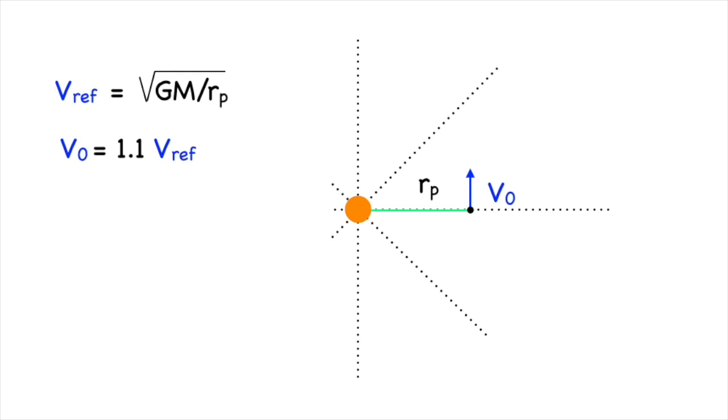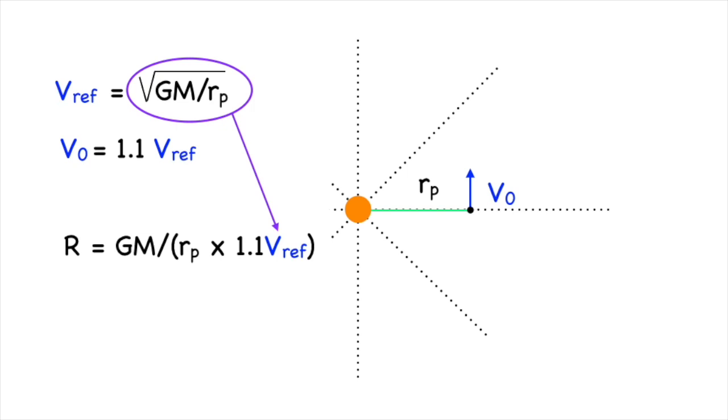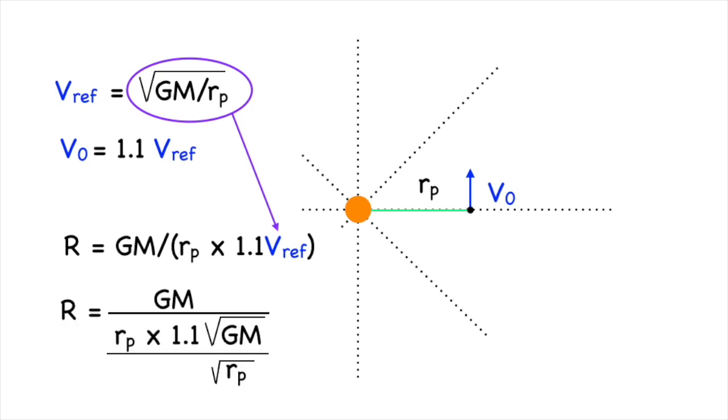Let's imagine that our new V naught is 10% greater than V reference. In other words, V naught equals 1.1 times V reference. Therefore, capital R, the radius of our new dV circle, will be GM divided by the quantity r sub p times 1.1 times V reference. Let's substitute for V reference as indicated here. And we get this equation.